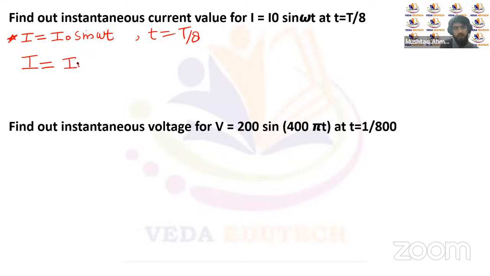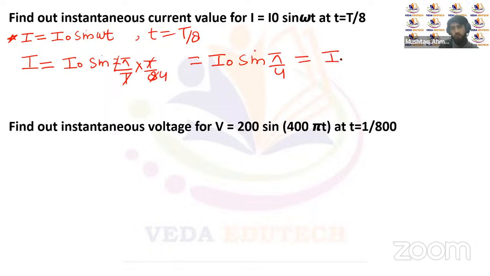That's I naught sine of omega, where omega is 2 pi over the time period, multiplied with t, that's T over 8. And this T and T will get cancelled. So it will be pi upon 4. So it will be equal to I naught sine of pi upon 4. Sine of pi upon 4 is sine of 45, or we can write it as I naught over root 2. So this is what we call the instantaneous value. This is the value of the current at time t equal to T by 8. This current we will call the instantaneous current.